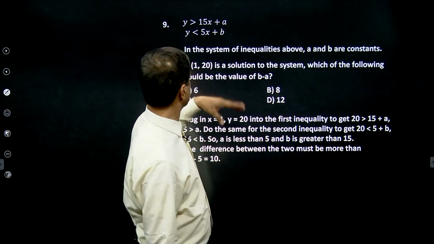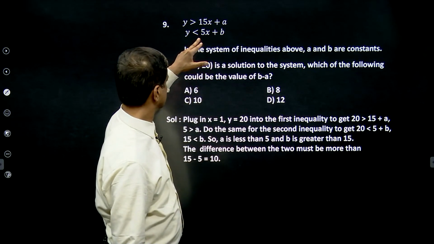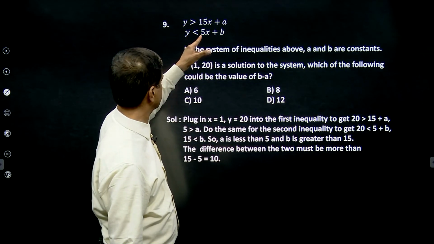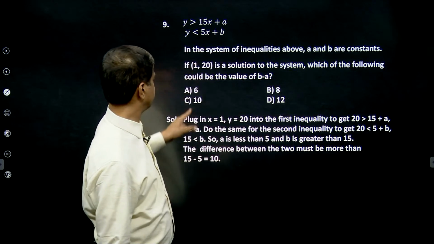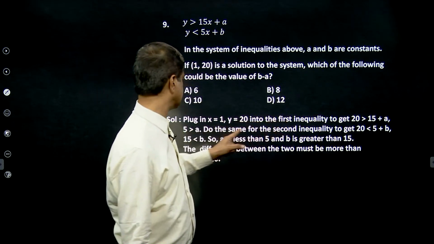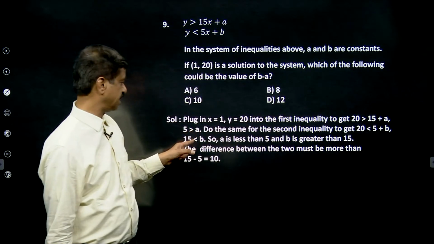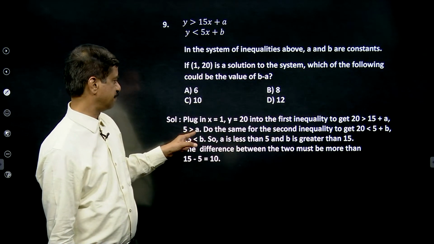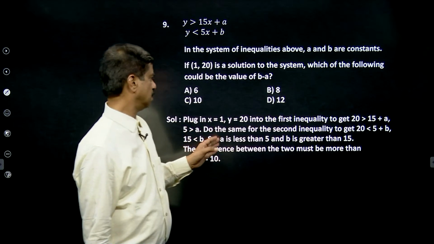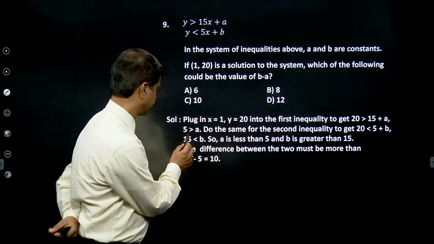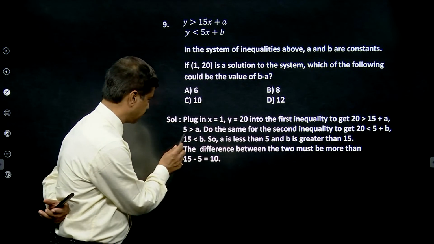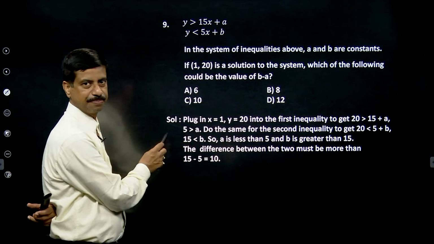Same thing you do for the second inequality also. So, what happens? 20 is less than 5 times 1, which is 5, plus b. So, 15 is less than b, and a is less than 5. Okay, children? 15 is less than b means b is greater than 15. 5 is greater than a means a is less than 5.